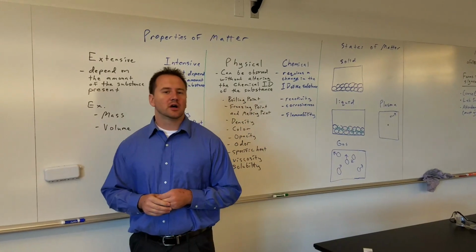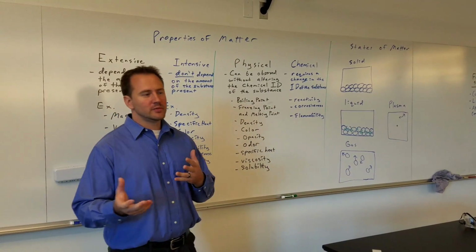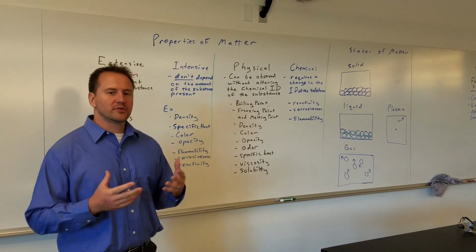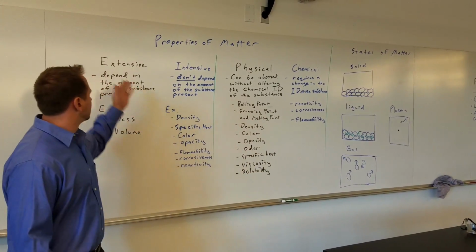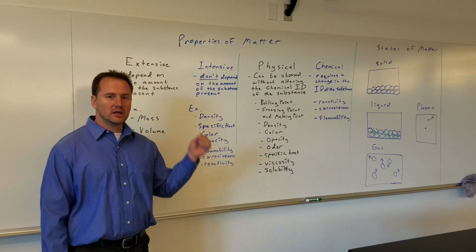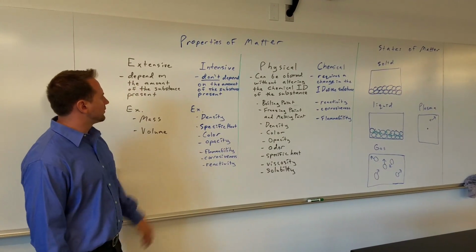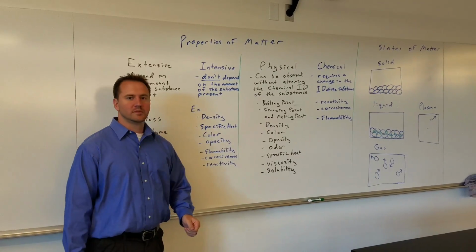In this video, we're going to talk about properties of matter. Properties of matter are really descriptors of how they interact with the world. And there's a couple different categories that we're going to use to describe them. We're going to use extensive properties and intensive properties. Extensive properties depend on the amount of the substance present, and intensive properties don't.